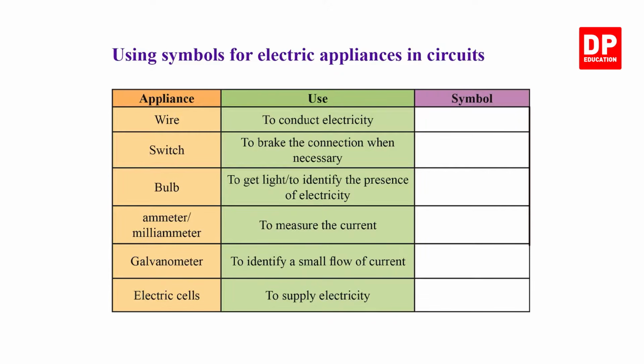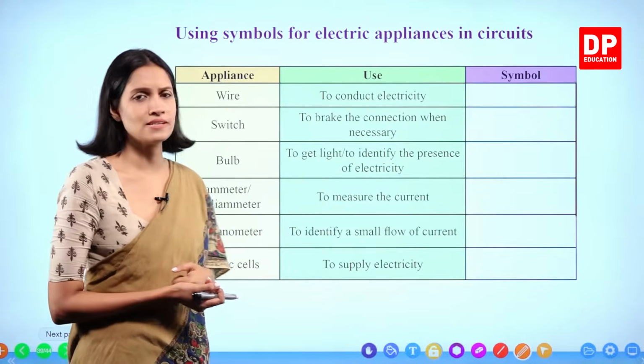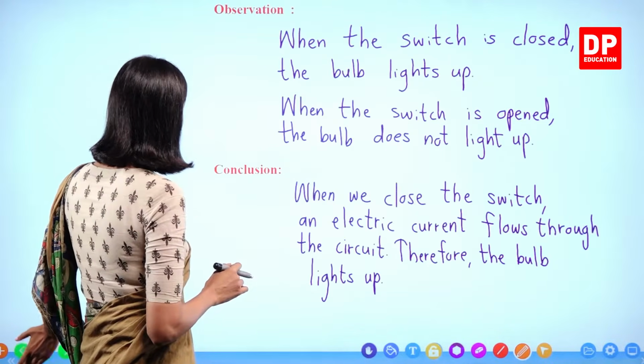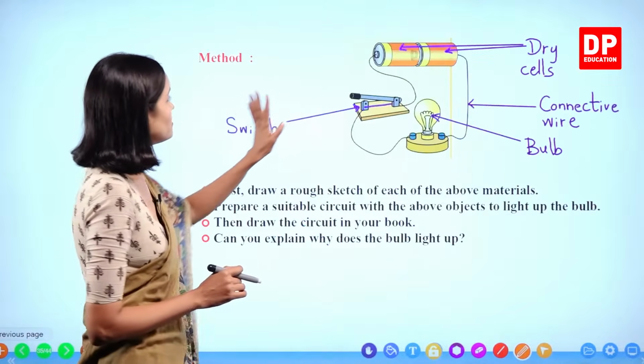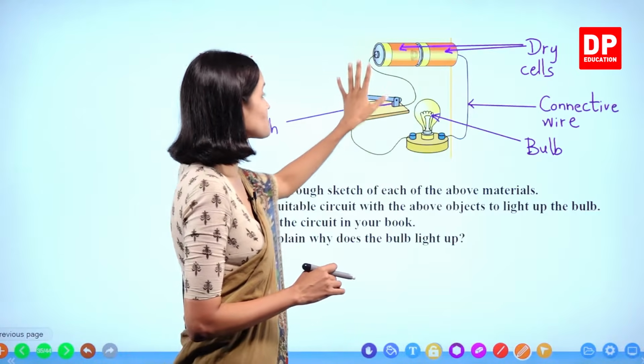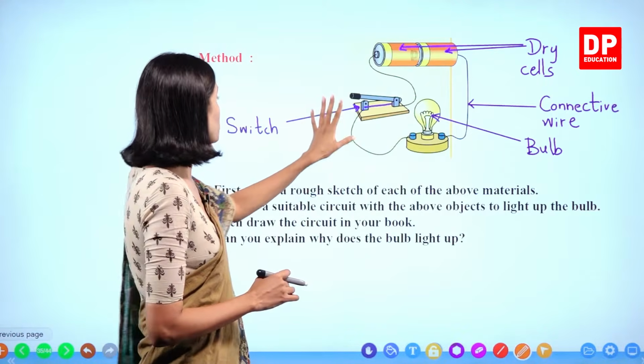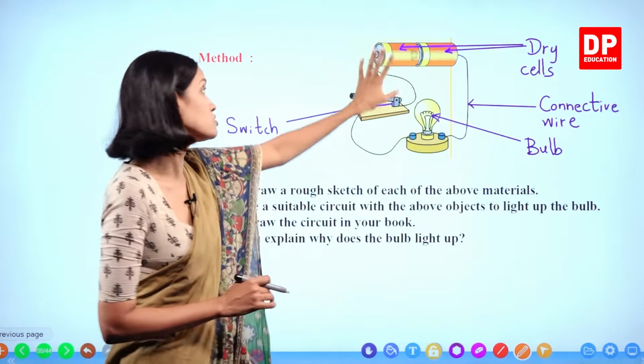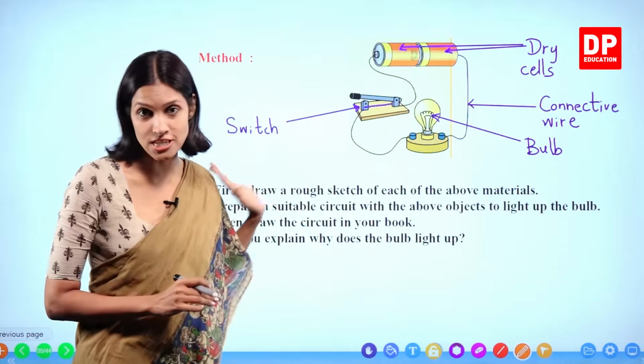Using symbols for electric appliances in circuits. So what is the meaning of symbols, children? Now, go back to the previous experiment again, children. Now, do you remember this is a small circuit? So, you are supposed to draw this circuit in your book. You are supposed to draw this circuit, copy it as it is.